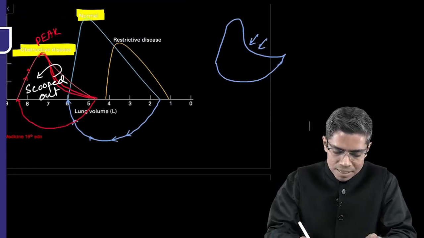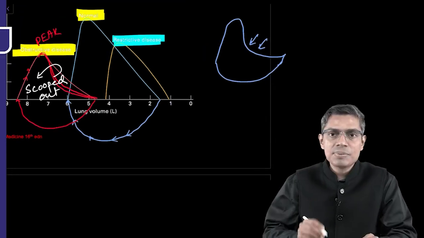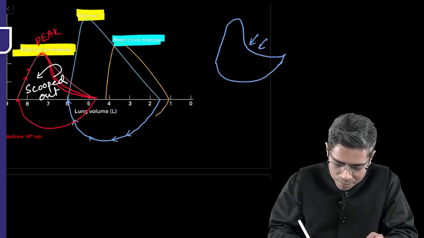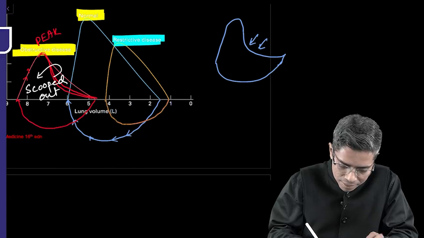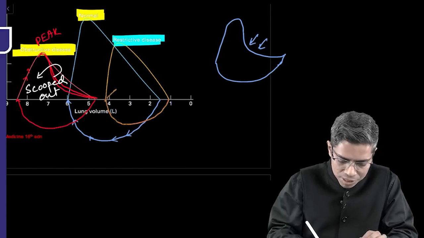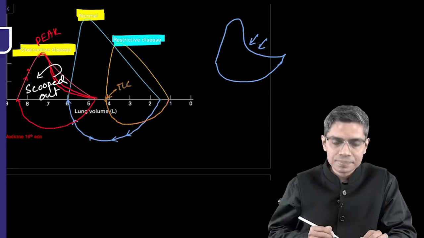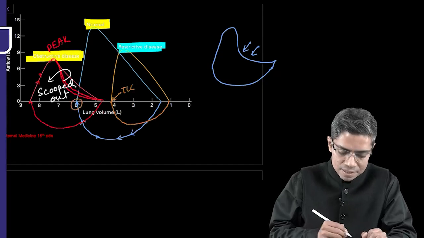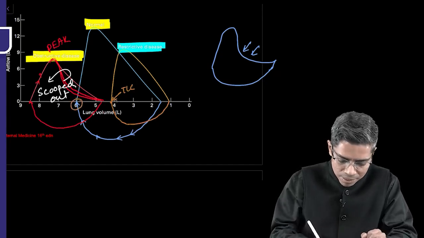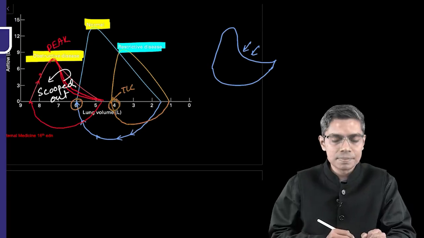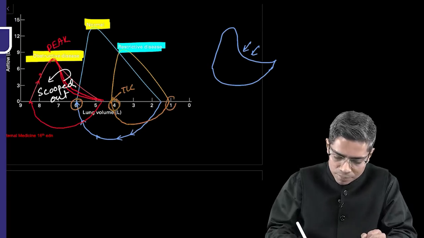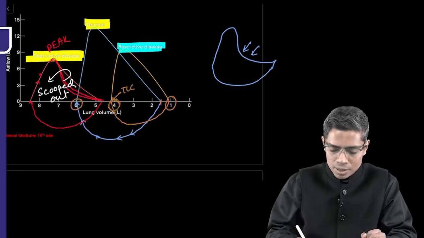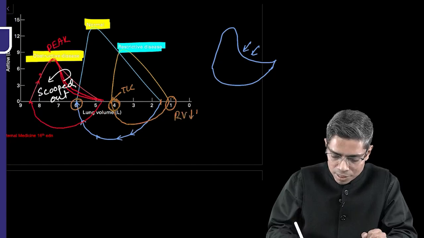Now we look at restrictive disease. I told you, if you follow this curve, you are finding out that this is the inspiration and this is the end of inspiration. So here this is TLC. If you compare with the normal person, this is the TLC of 6 liter. In this person the TLC is 4 liter. If you look at the residual volume, it is 1 liter. In normal person this is 1.5 liter. So residual volume is also lesser.